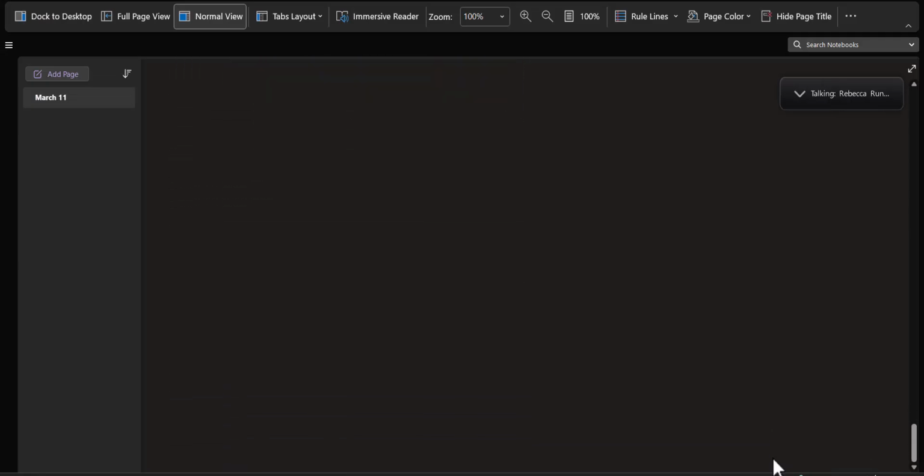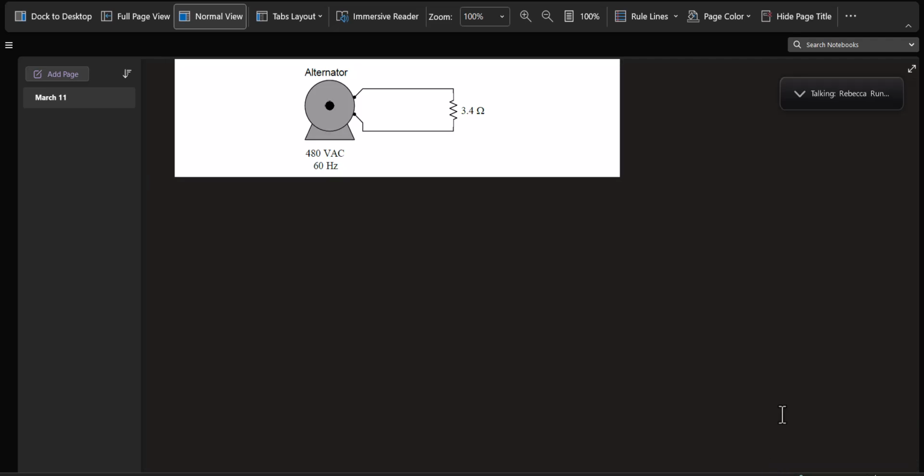So our voltage is 480, and you could say angle 0 if you wanted to get the whole phasor in there. Our frequency is 60 hertz, which means our angular frequency is 2 pi times 60, which is something that you'll see this number frequently, because 60 hertz is the frequency for AC. So it's 377 radians per second.